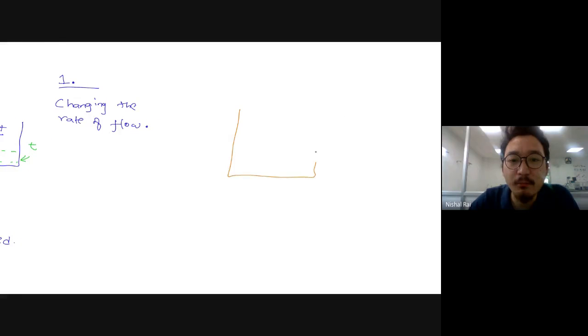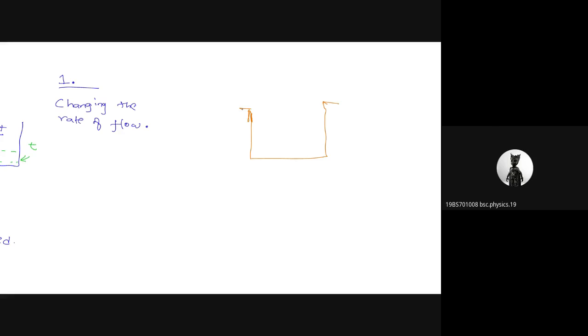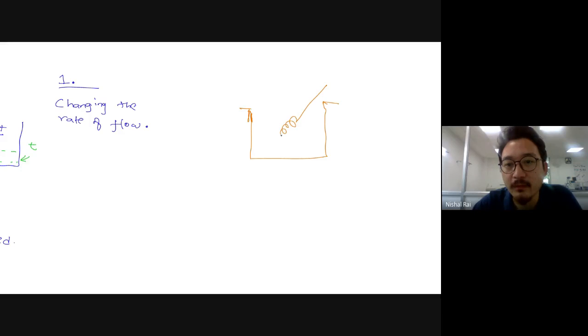Okay. Let's say we are boiling water by an immersion rod, an electrical rod. Let's put a rod over here. You have this kind of rod, no? And this is connected to your AC.